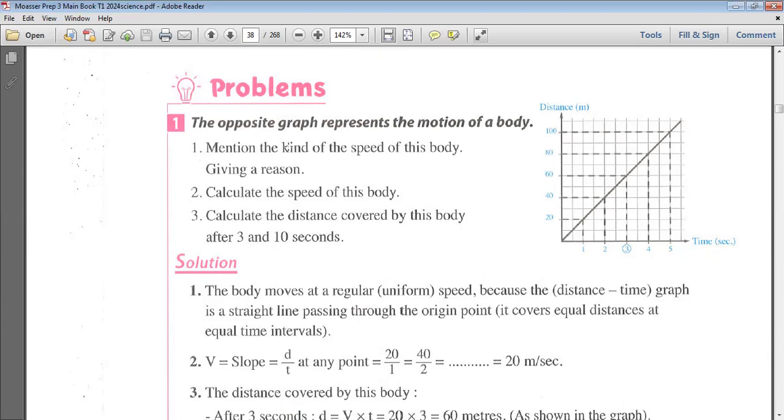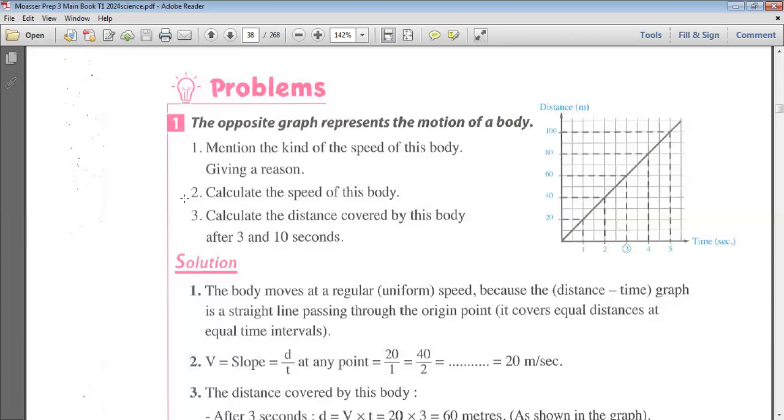Number one, mention the kind of the speed of this body and give the reason. The body moves with a uniform speed. Why? Because the distance time graph is represented by a straight line passing through the origin point. Why? Because the distance is directly proportional to time.